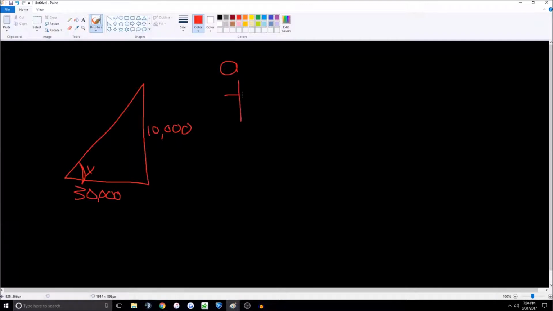We're going to be using tan because we have both the opposite and adjacent sides to this angle, and no hypotenuse at all. So we're going to take the inverse tan of the opposite over the adjacent, 10,000 over 30,000. And that's going to give us our angle.